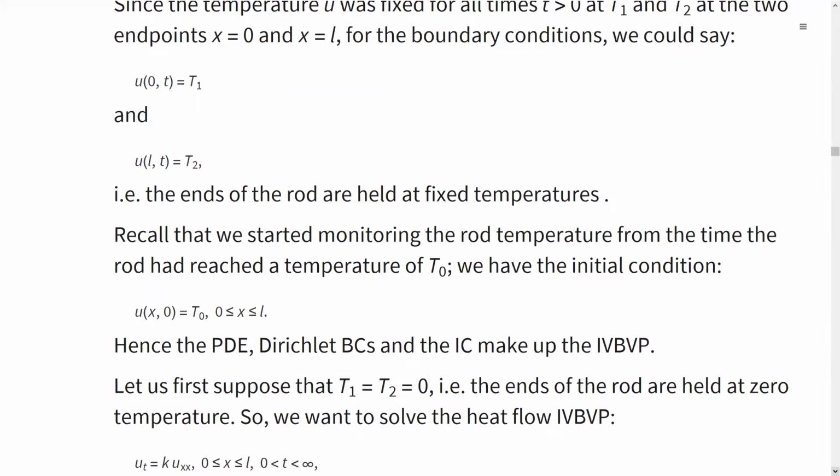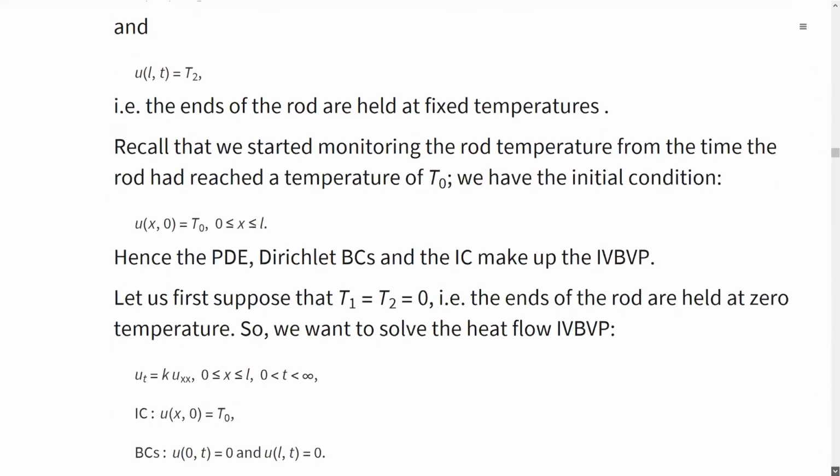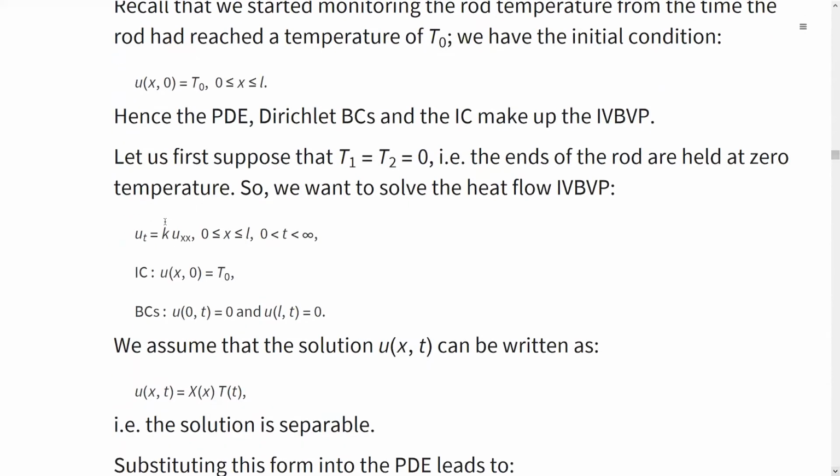Since we started monitoring the rod temperature from the time the rod reaches a temperature of T0, we have this initial condition. Hence, the PDE, boundary conditions, and the initial condition make up the initial value boundary value problem.